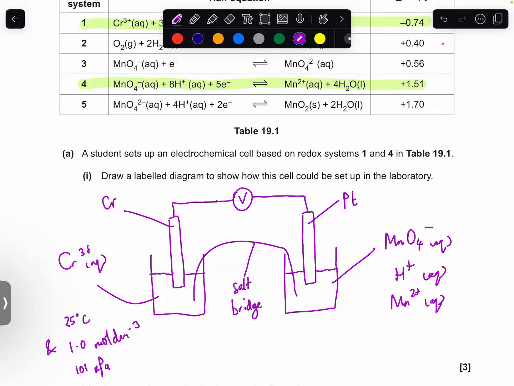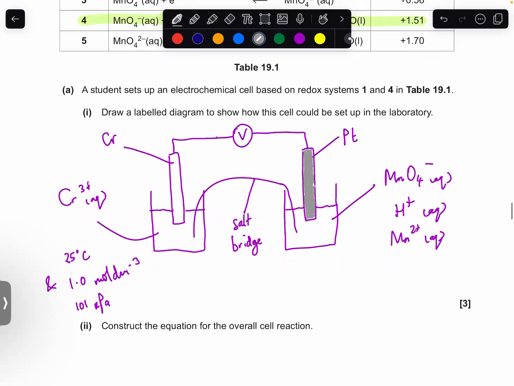Just having a look at the mark scheme. Yep, I think that covers it all. Yep, the platinum electrode, really important. We use a platinum electrode when you've got a mixture of ions in the redox system. Yep, that's the diagram done.